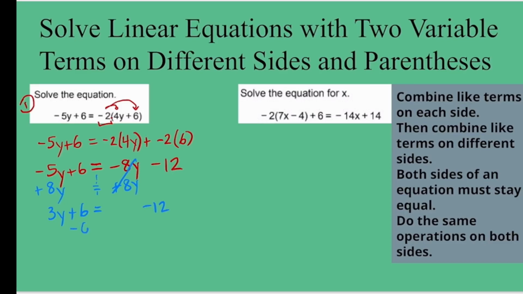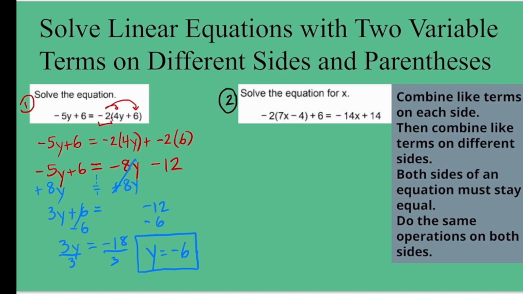I could subtract the 6, and now I have 3y is equal to -18. Divide by 3, and y is equal to -6. So there is our first solution. For problem number 2, it's similar. So we're going to follow the same steps.